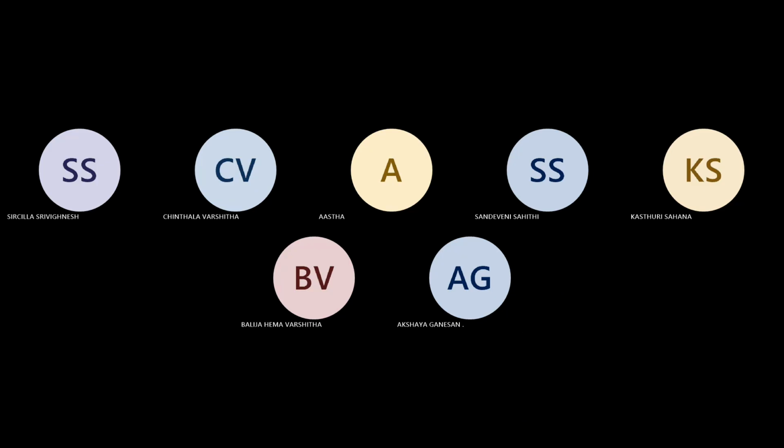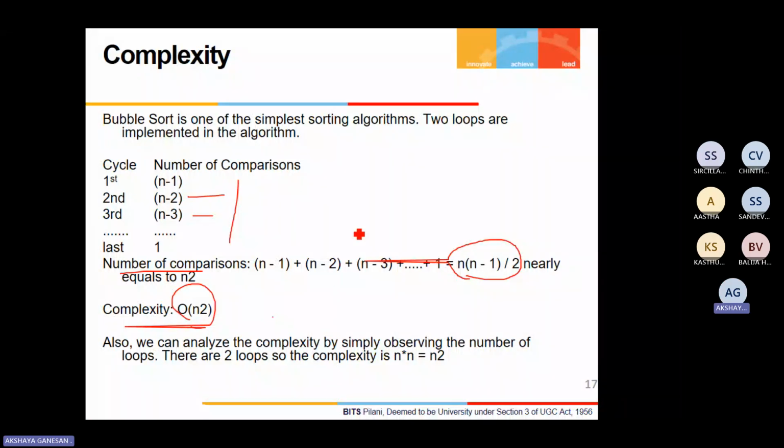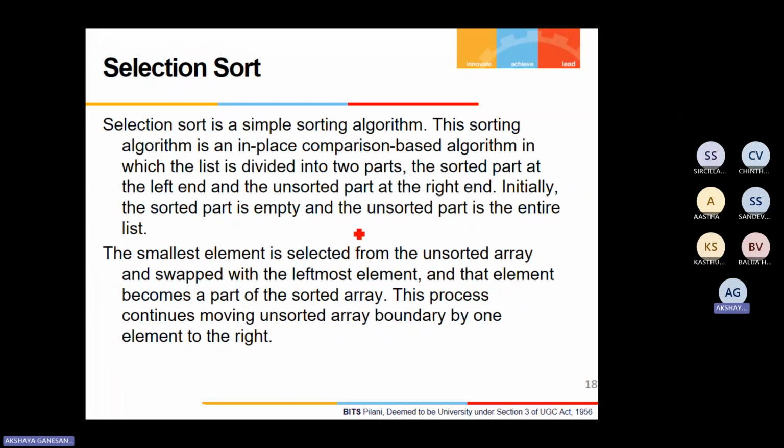Okay, let's continue. Next we are going to look at selection sort. Bubble sort is one method. Selection sort is another method for sorting.